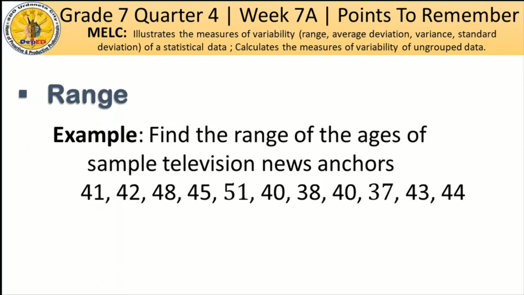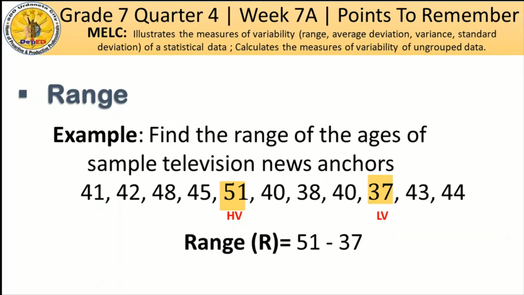In the set of data, 51 is the highest value and 37 is the lowest value. Now to find range, we just simply subtract the highest value, which is 51, and the lowest value, which is 37. Therefore, 51 minus 37 is equal to 14. This gives us that the range of the ages of the sample television news anchors is 14.